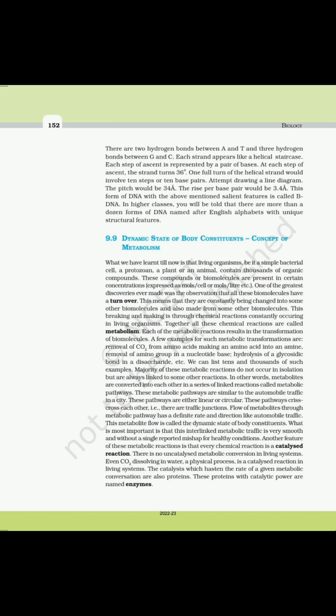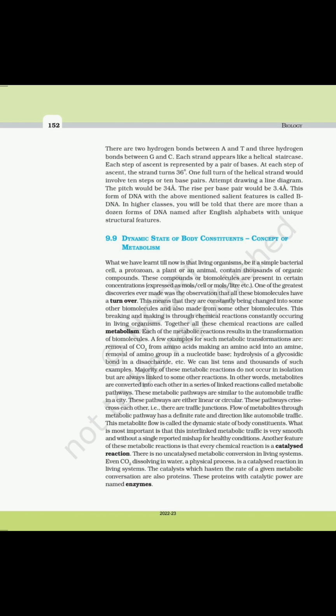9.9 Dynamic state of body constituents. Concept of metabolism. What we have learned till now is that living organisms, be it a simple bacterial cell, a protozoan, a plant or an animal, contain thousands of organic compounds. These compounds or biomolecules are present in certain concentrations expressed as moles per cell or moles per liter, etc. One of the greatest discoveries ever made was the observation that all these biomolecules have a turnover. This means that they are constantly being changed into some other biomolecules and also made from some other biomolecules.